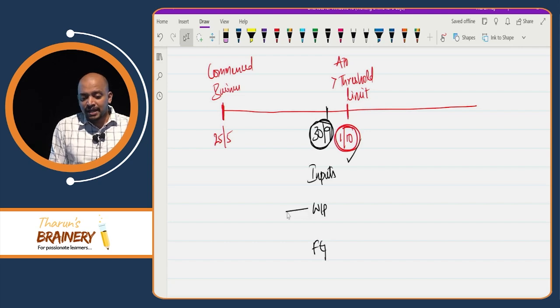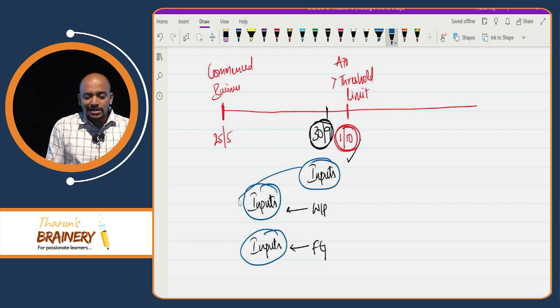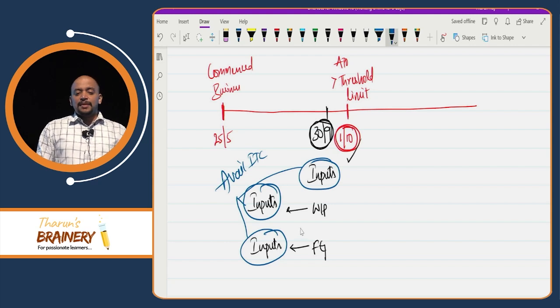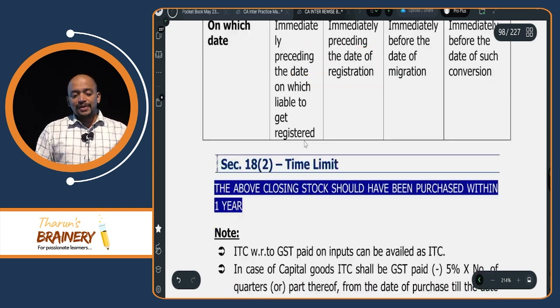In this WIP, there will be some inputs content. On this FG also, there will be some inputs content. So, inputs as such held in stock, inputs in WIP held in stock, inputs in FG held in stock. On these 3, whatever GST I paid, I can avail as ITC. Is it clear or not? And for this, whether any matching is required? No, matching is not required. But they have given one condition.